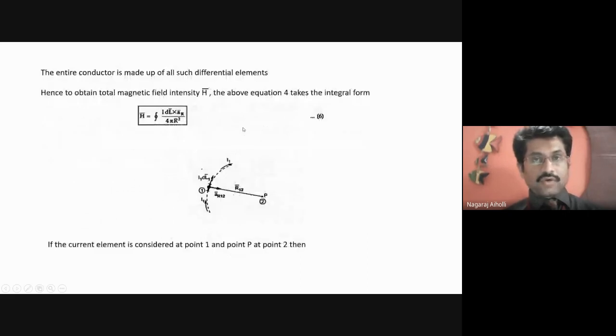The entire conductor is made up of all such differential elements. Hence, to obtain the total magnetic field intensity H bar, the above equation 4 will take the integral form: integral dH bar gives the total magnetic field intensity H bar, that is the integral of I dL bar cross aR bar divided by 4 pi R square. So it is a closed integral of I dL bar cross aR bar divided by 4 pi R square. We have to take the closed integral because it is a closed path.